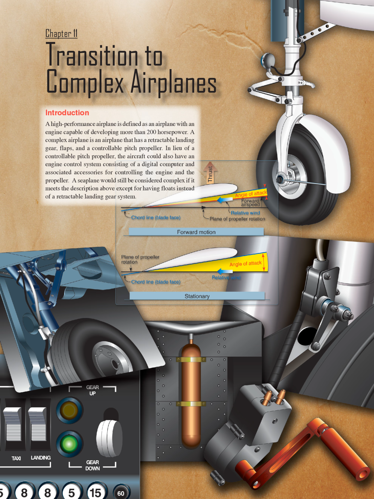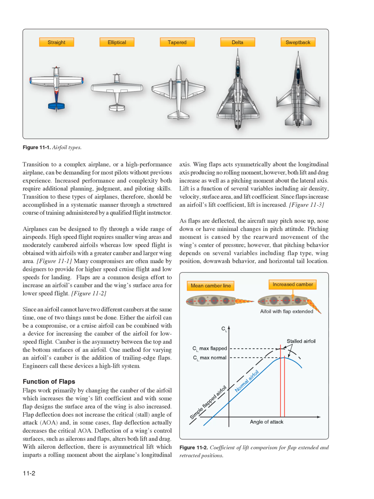In lieu of a controllable pitch propeller, the aircraft could also have an engine control system consisting of a digital computer and associated accessories for controlling the engine and the propeller. A seaplane would still be considered complex if it meets the description above, except for having floats instead of a retractable landing gear system.